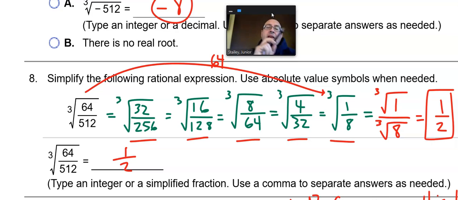If you could make the jump all the way, like for instance, what if you looked at it and went, oh, I know 64 goes into 512. Well, guess what? You could skip all this stuff and go straight to here and then say, oh, what's the cube root of 1? Well, that's a 1. What's the cube root of 8? That's a 2. So we have 1 over 2 as our final answer.